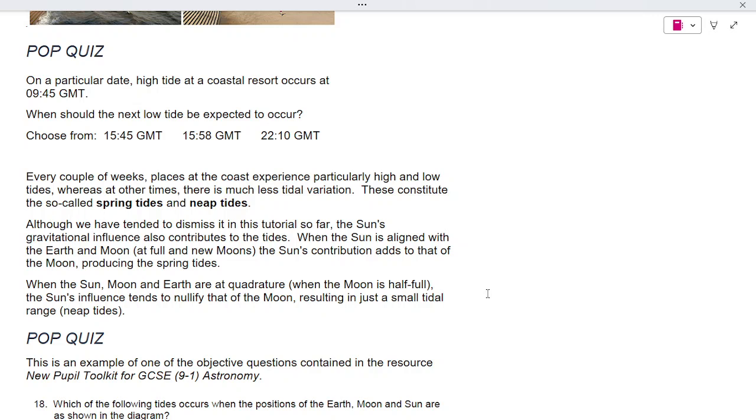Now, the neap tides occur in between, and these are tides that don't have a particularly high tide or a particularly low tide. So really, the pull of the sun and the pull of the moon on the waters of the earth are forming a right angle, and so effectively they kind of nullify each other. Well, the sun's influence nullifies that of the moon because the moon isn't really changing very much.